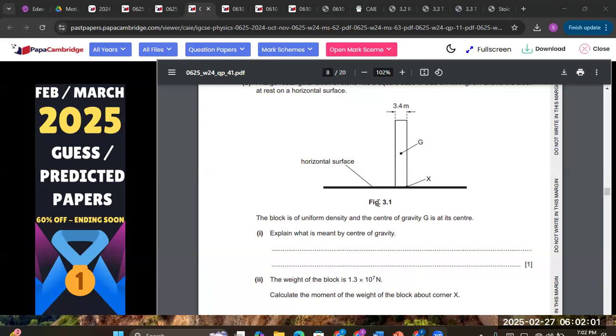I'm not sure how to solve this one. Like, how would you solve it? Just use the formula force into distance, right? That's it. You just have to calculate using turning effect of moment. The force is acting downwards like this. So that is the weight of the block. And then you just need the perpendicular distance to the pivot. So the pivot is X. So you just need the perpendicular distance to X and use the formula. That's it.